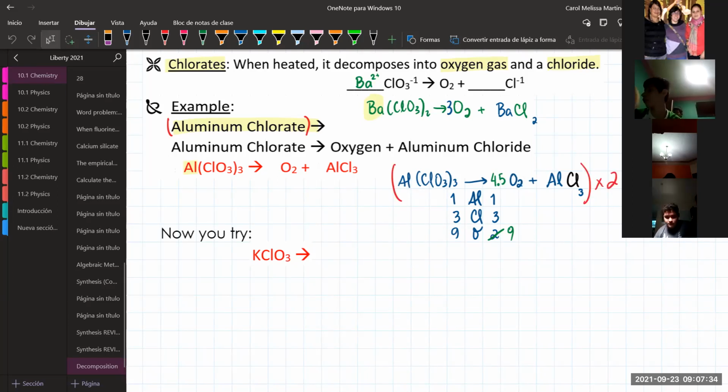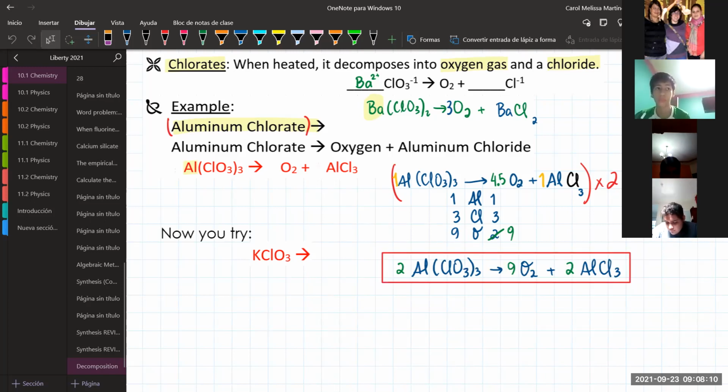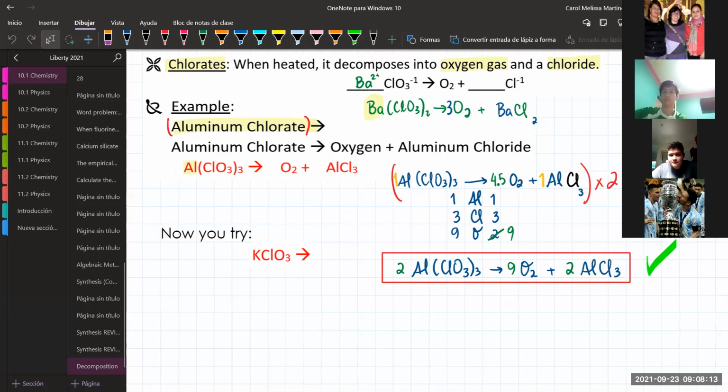So remember this, if you don't see it, but it's there, is an invisible 1 right here. So everything is going to be 1 times 2 is going to be 2 aluminum chlorate. Here you will get 4.5 times 2 is going to be 9 O2 plus invisible 1 times 2 is going to give me 2 aluminum chloride, and since this is my final answer, I put it in a box and I say that it is balanced.